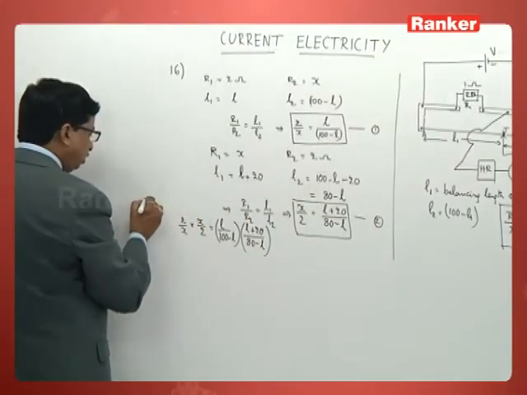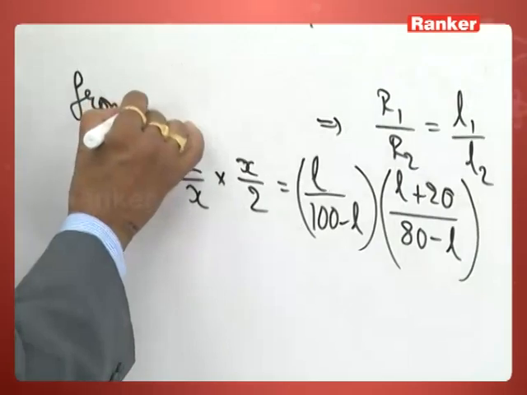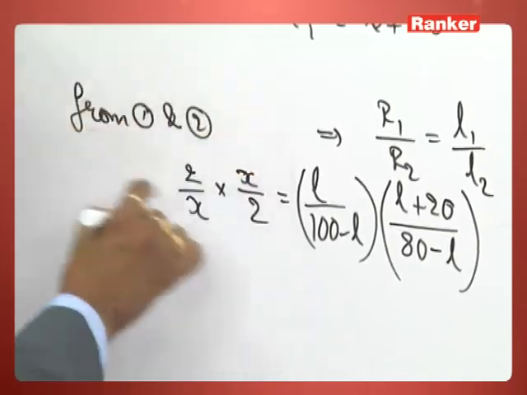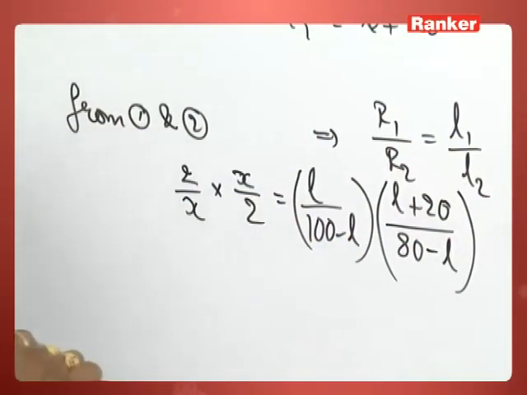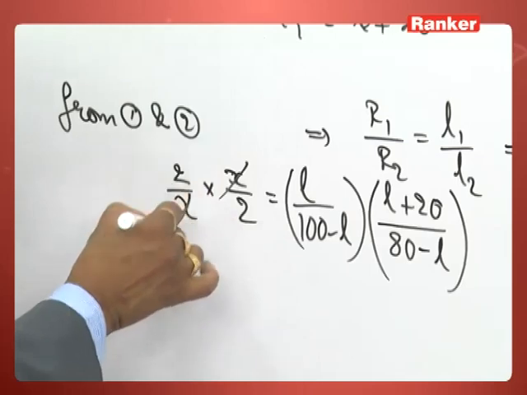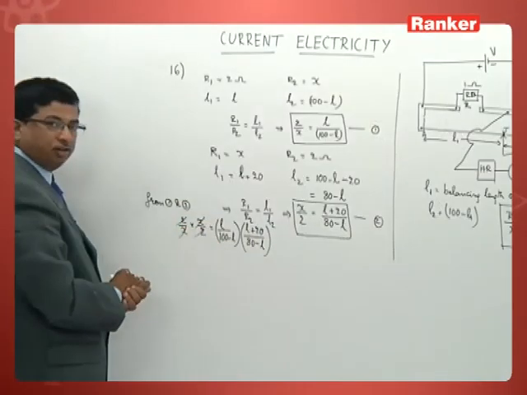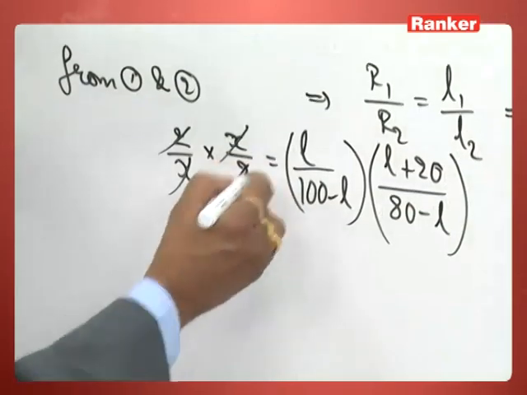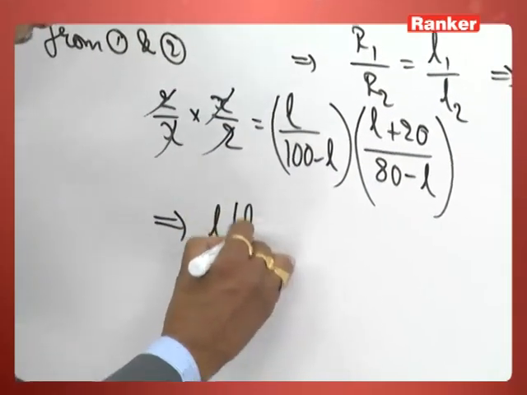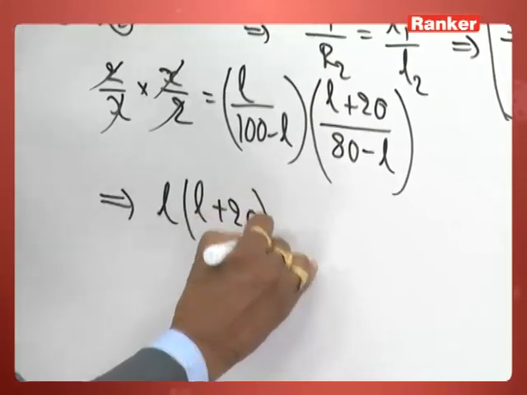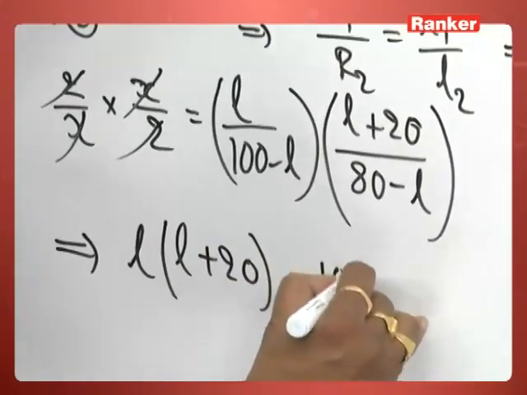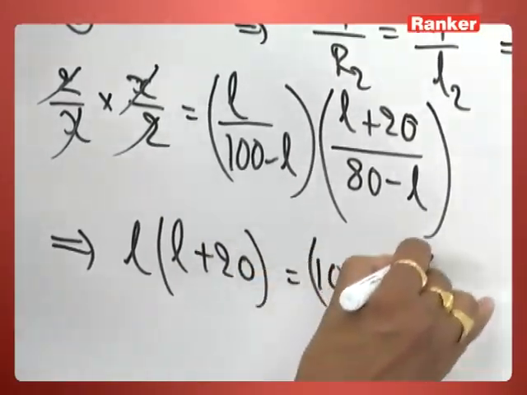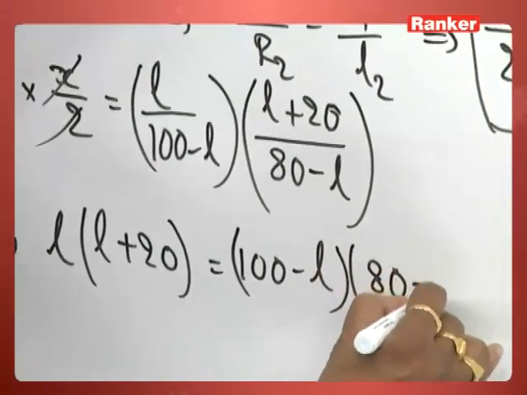I just have taken from 1 and 2. Directly I have multiplied. Then what do you get? X gets cancelled, 2 gets cancelled. So what is left over? You just look at now here. L into L plus 20 will now be equal to 100 minus L into 80 minus L.